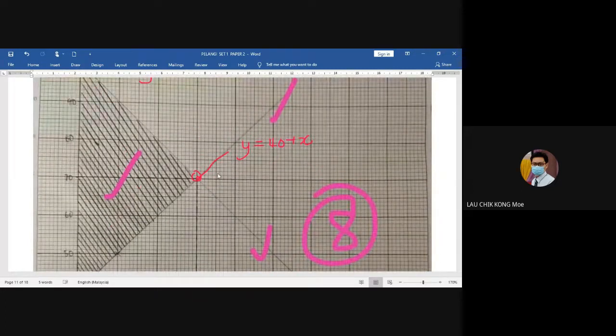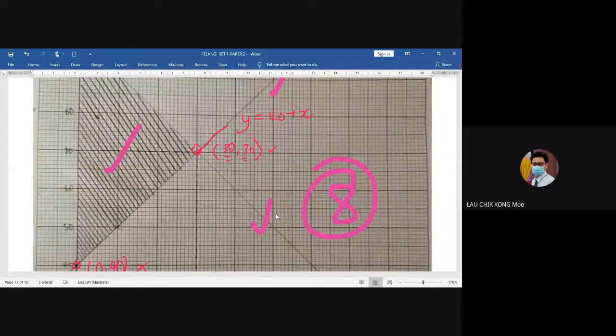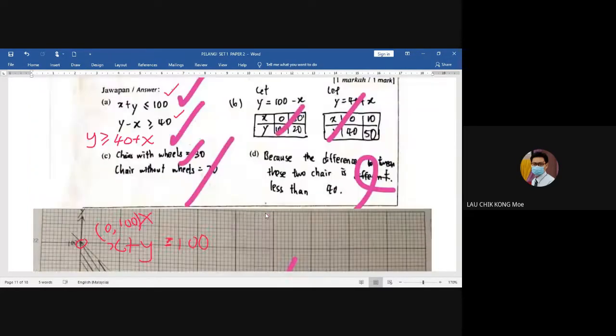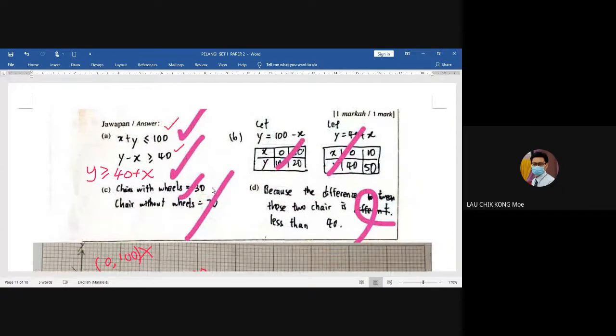And the last one, this is 30, 70. 30, 70, this is the maximum. So it means that we need to buy 30 chairs with wheels and 70 without wheels. So the answer is 30 and 70. Actually, you are asked to find the maximum point, and after that you state the maximum number. So the chairs with wheels 30, chairs without wheels 70.